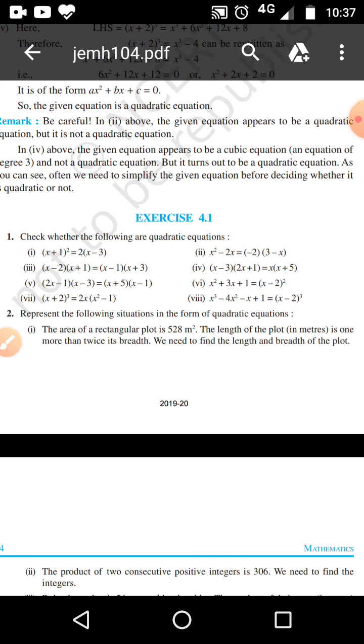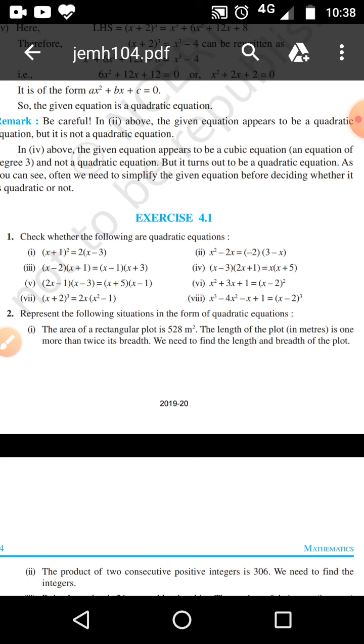The chapter is quadratic equations. I hope you have all done the first question: check whether the following are quadratic equations. This is easy, you just represent them in the form of ax square plus bx plus c. So we start from question number two.